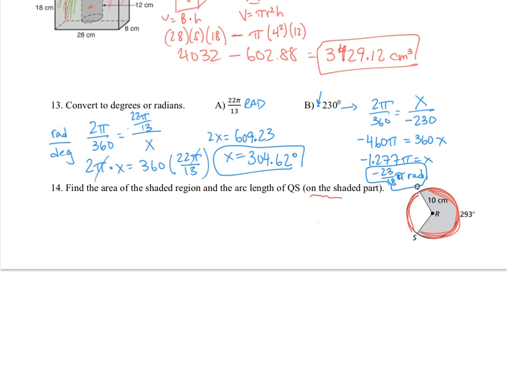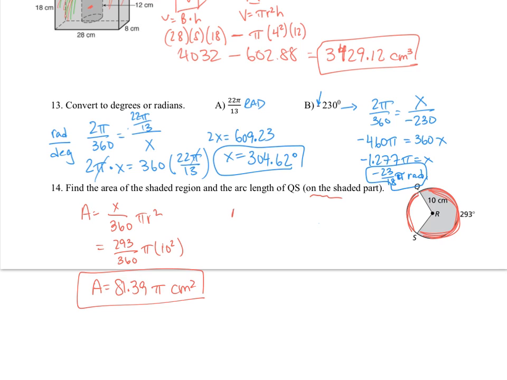So let's find the area of the shaded region first. What we have is a portion out of the full 360 degrees times pi r squared. So this portion is 293 degrees times pi times your radius, which is 10 squared. So 100 times the 293, divide that by 360, is going to give me an area of 81.39 pi square centimeters.